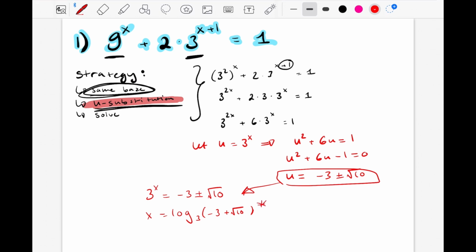And I'll put a star next to it so you don't forget to do it. And this would then be approximately equal to -1.655.